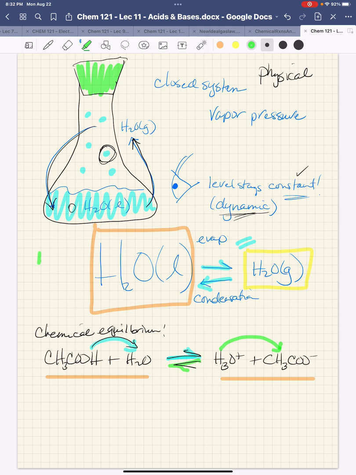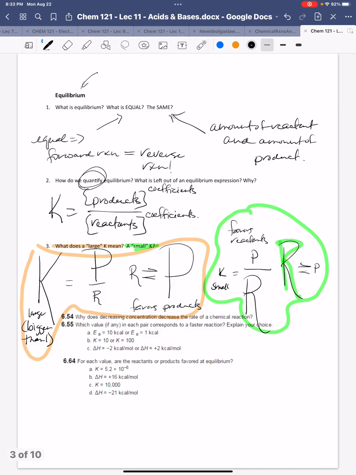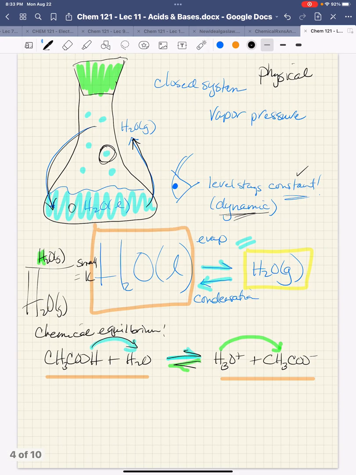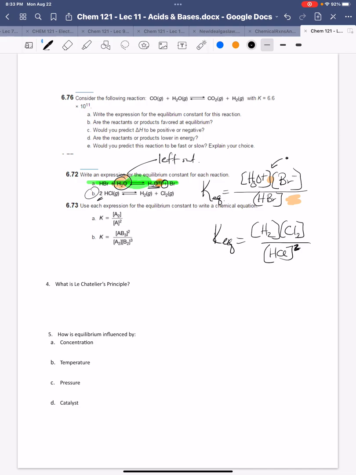So if I put a little bit of water, not in the gas form, over a lot of water in the liquid form, you might remember that if you have a denominator or fraction that's larger than the numerator, this is going to be a small k. So this would be a way to quantify the equilibrium. Okay, so a large K favors a reaction. That's one way to think about it. So I'm going to leave it at that. I think that's good for that.